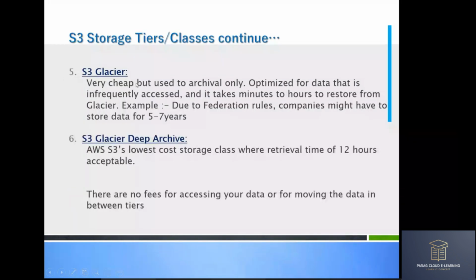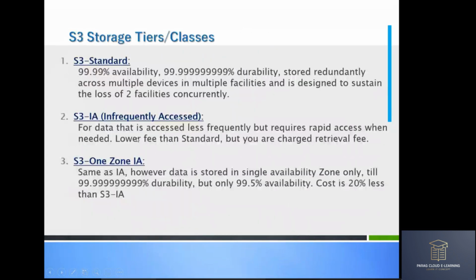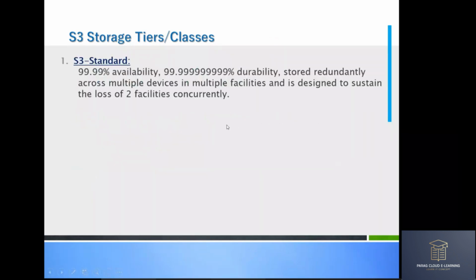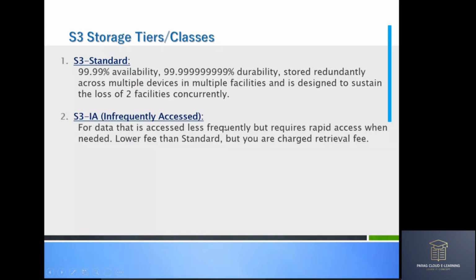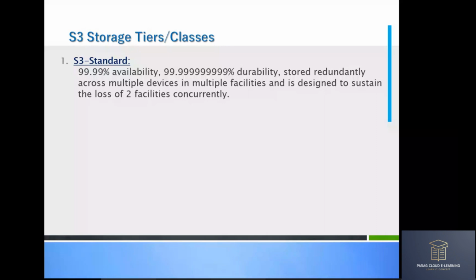Fifth is glacier and sixth is deep glacier. So I will explain each and every category, and when to use which category, what is the most suitable category for you. You have to select that. So what are the categories or classes basically? Amazon has provided multiple categories or classes of S3.